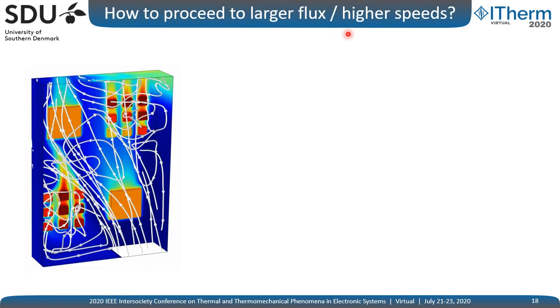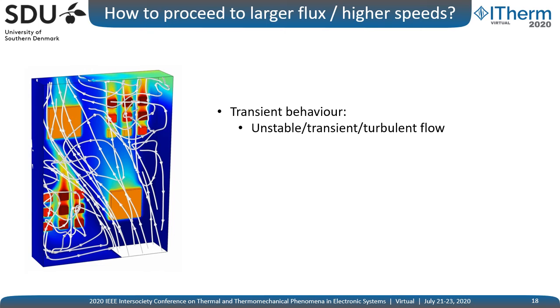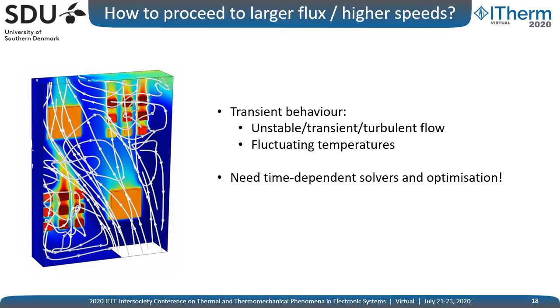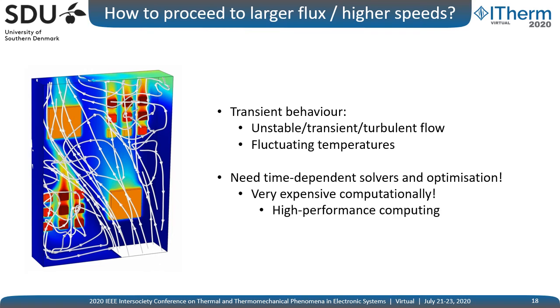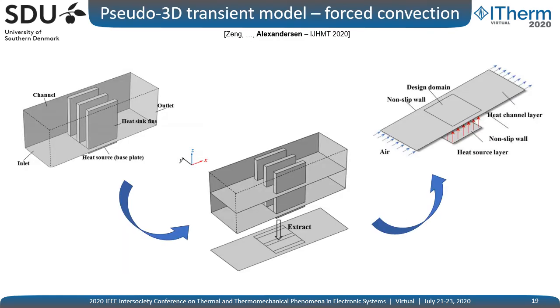How do we proceed to a larger flux or higher speed flows? Well, we need to capture the transient behavior, the unstable, the turbulent flow. Also, the fluctuating temperatures will be important for the given applications. For this, we need solvers and optimization algorithms for this. It's very expensive computationally, so it requires either high performance computing and or simplified models.